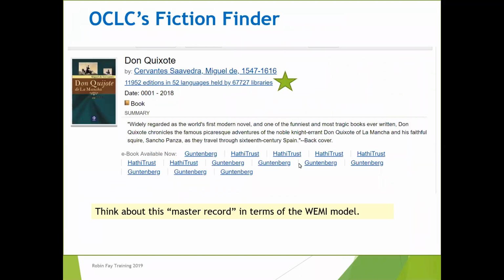Another project that's a fun one to poke around in, if you've not taken a look at it, is OCLC's Fiction Finder, and they do the same thing. You have what I would call the master record in terms of the work, the WEMI model. You could think of that as the master record to pull all those editions together, and they do such a nice job where they actually tell you how many editions in how many languages and how many libraries own it. But again, this is that notion of a master record to pull all of those various editions together, and that's the work level record in both the FRBR model and the BIBFRAME model.